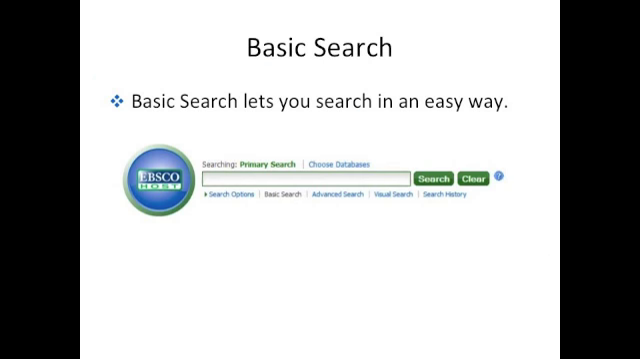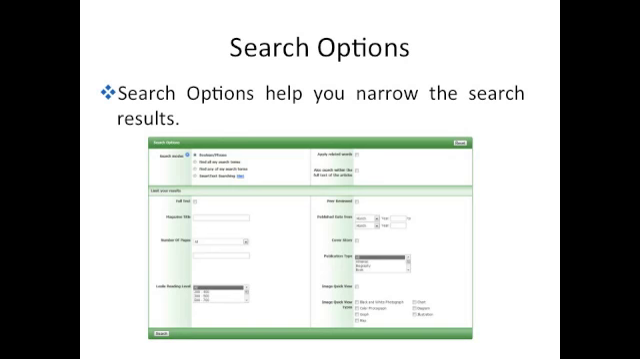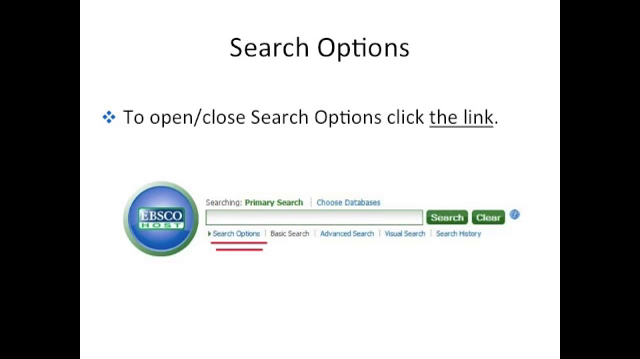We're going to be discussing 3 different search options. The first one we're going to talk about is the basic search. It is the first one listed after the search options. If you click on search options, it's going to give you a way to narrow down your search results, which we'll talk about more later. To open or close it, just click search options.